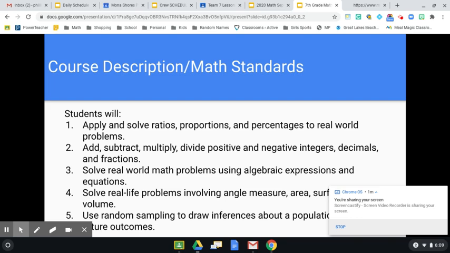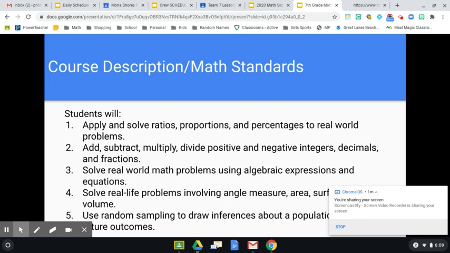So for example, in number 1, when it says apply and solve ratios, proportions, and percentages to real-world problems, we will start chapter 1 with ratios and proportions, and you'll see that tomorrow as we begin our first lesson. It'll look familiar, and then we will just, again, build on that. We'll delve a little deeper into ratio and proportion problems. After that, we will get into percentages, and look at discounts and sale prices and tax and interest and various ways percentages are used outside in the real world.